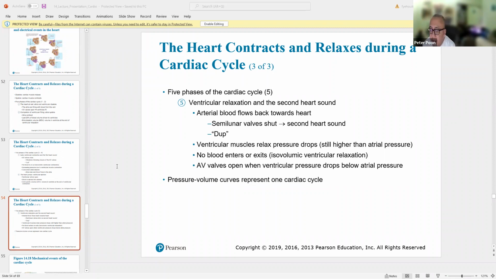Some more simple math for you guys to understand. EDV minus ESV is equal to stroke volume, otherwise abbreviated as SV. Stroke volume divided by EDV is ejection fraction.